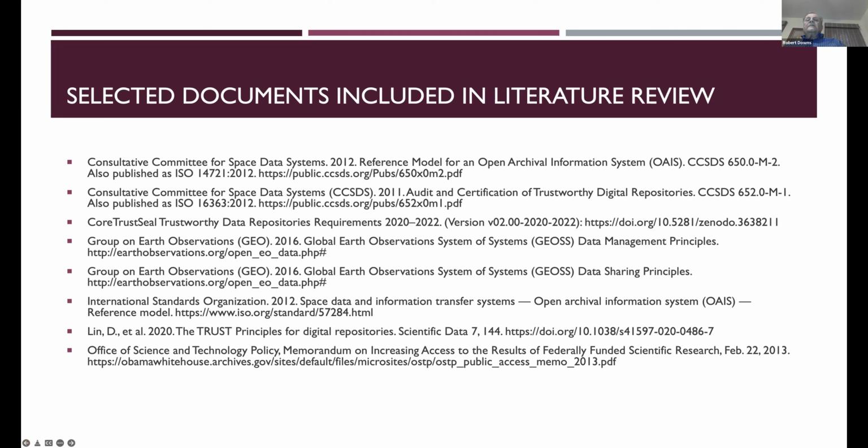And we're also looking at a lot of other documents, and here are some selected ones, which some of you might recognize. For instance, the Open Archival Information System Reference Model and the Audit and Certification of Trustworthy Digital Repositories. Both of those are ISO standards that have been developed by the Consultative Committee for Space Data Systems. The CoreTrustSeal Data Repositories requirements, the current ones, 2020 to 2022, and then the Global Earth Observations Data Management Principles and the Data Sharing Principles, and then the TRUST principles, of course, and we're also looking at the Holdren memo from 2013 that's suggesting that we move towards open data. So that was it for that one, Kirsten.